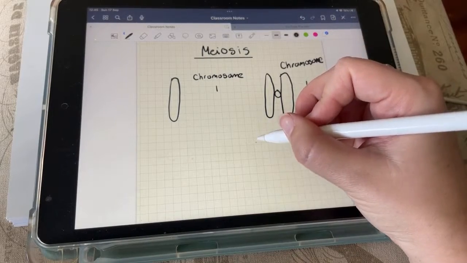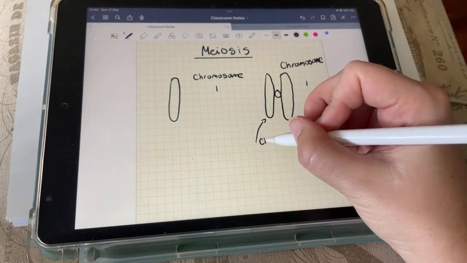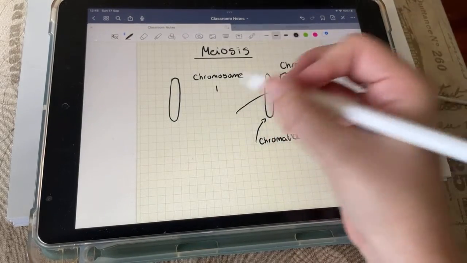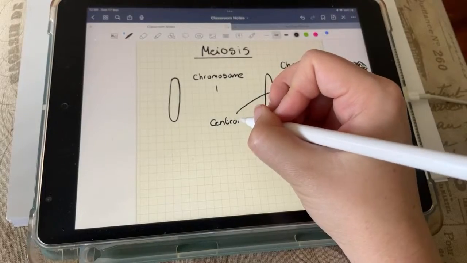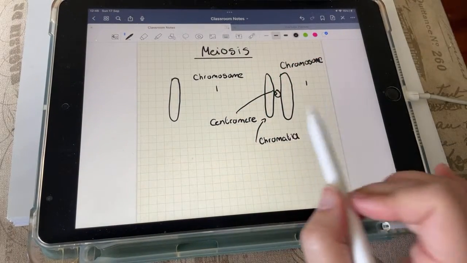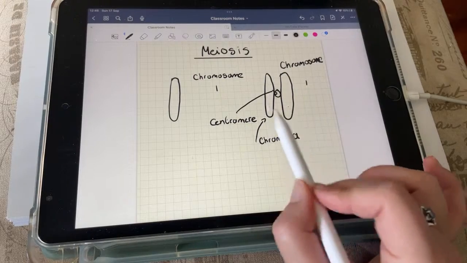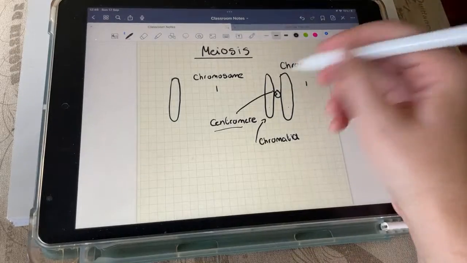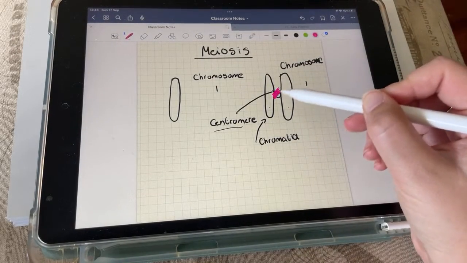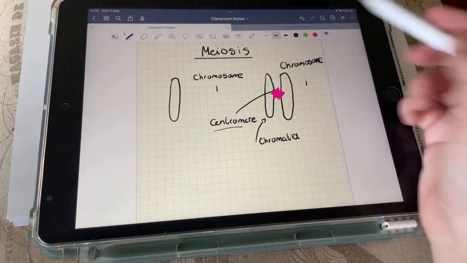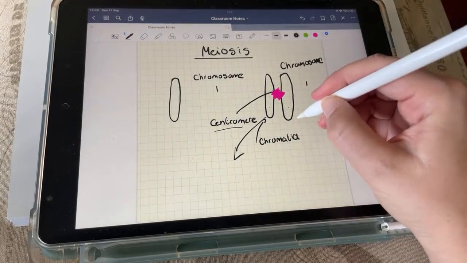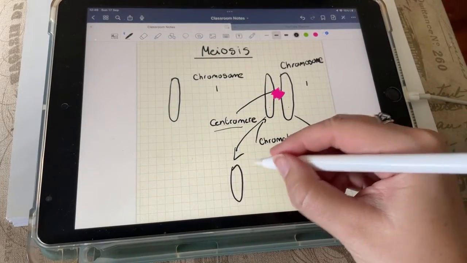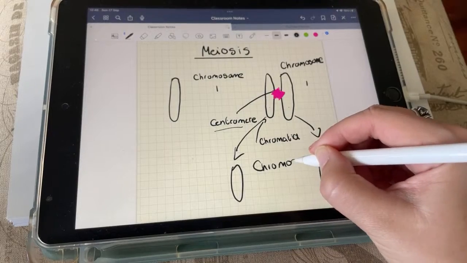You may only call these things chromatids if there is a centromere present. Okay? So this is a chromatid, this is a chromatid. Together with a centromere, it forms a chromosome. The moment you destroy the centromere, which means you remove it, and these two chromatids move apart, they become singular, like so, you can now refer to them as chromosomes.